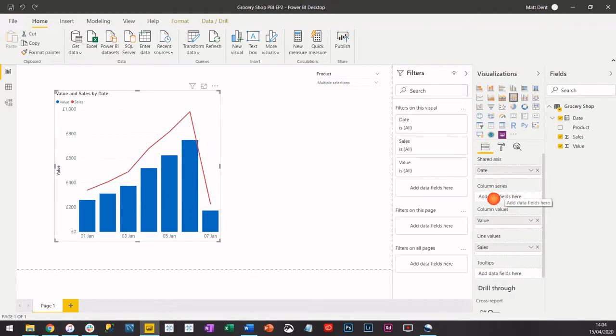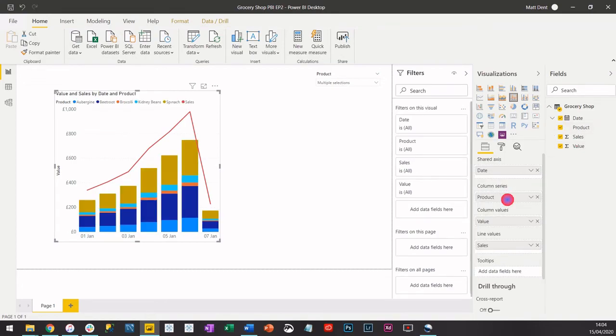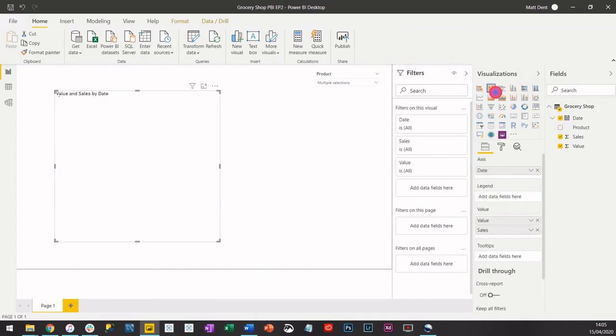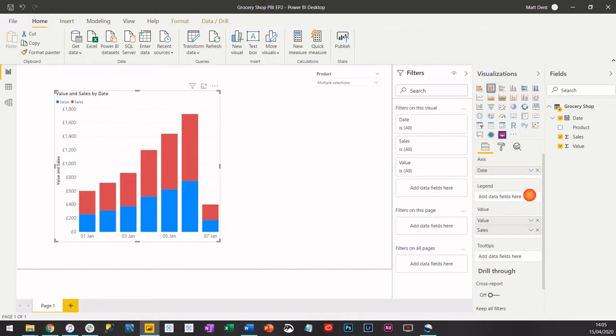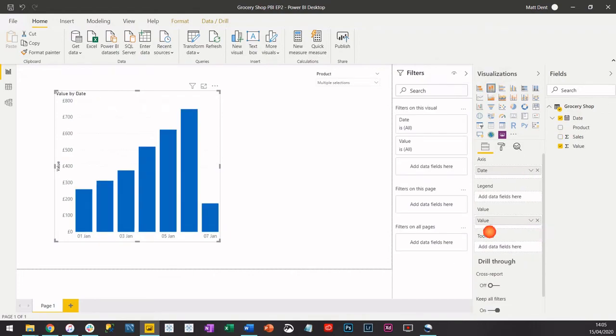Now we can also add in a column series, so that's where we're going to bring product back in, and that will split our dimensions by that product again. Next up is similar to before, where we had the difference between a regular bar chart, like here. If I just take sales off to keep it simple, so we're just looking at value again. So the difference between a stacked bar and a clustered bar.